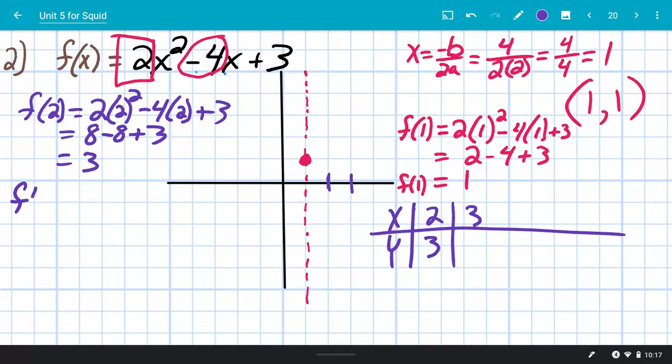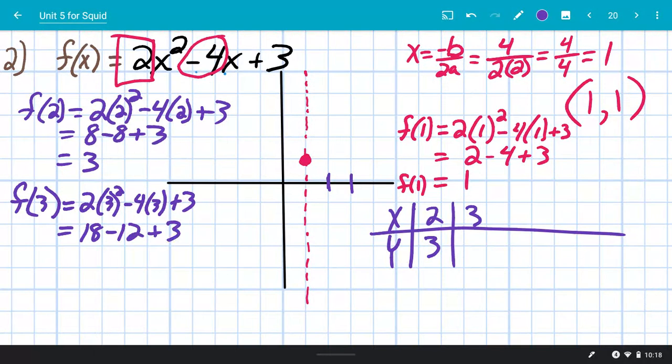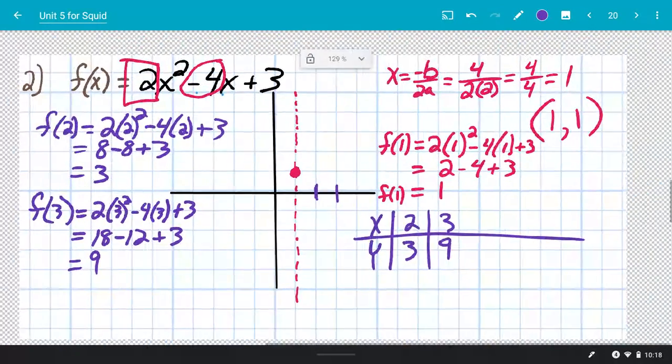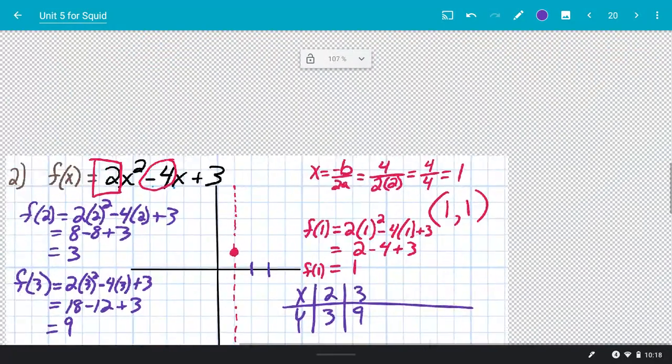Okay, now I'm supposed to do it again for 3. We did all this back at the beginning of the year, right? So plug it in. 2 times 3 squared, minus 4 times 3 plus 3. Well, 3 squared is 9. 2 times 9 is 18. Negative 4 times 3 is a negative 12 plus 3. 18 minus 12 is 6. 6 plus 3 is 9. And I'm supposed to plot those 2 points. 2, 3.